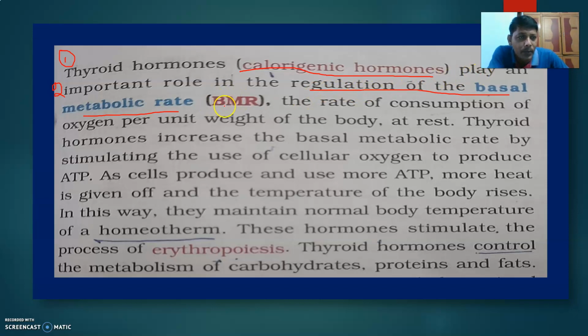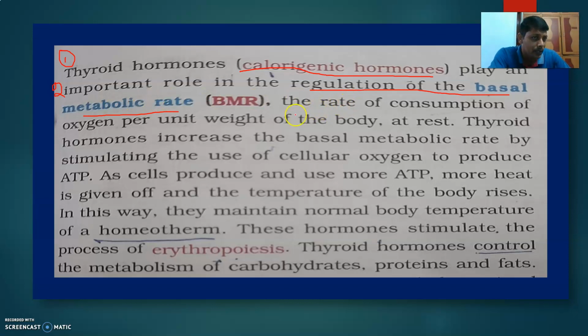This is BMR, basal metabolic rate. What is BMR? The rate of consumption of oxygen per unit weight of the body at rest. Now your body is at rest, maybe at the time when you watch this. How much oxygen is consumed by your tissues at rest? That is called basal metabolic rate.